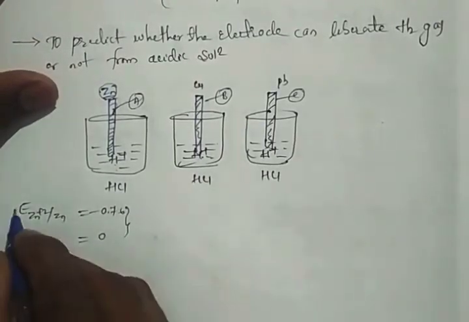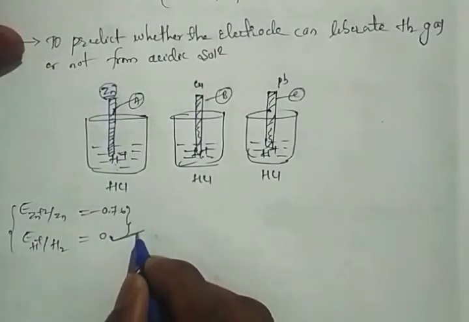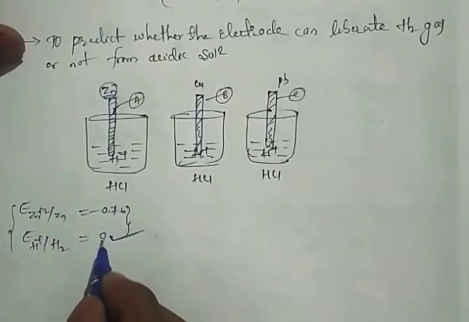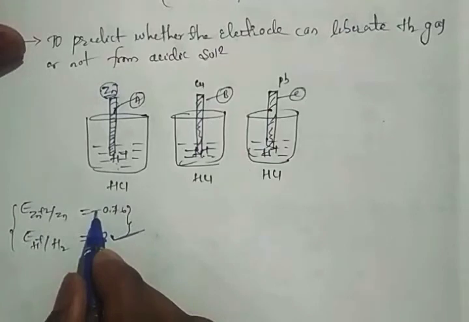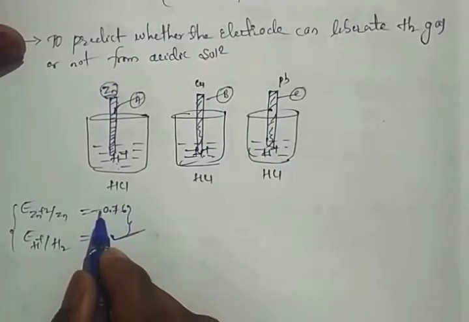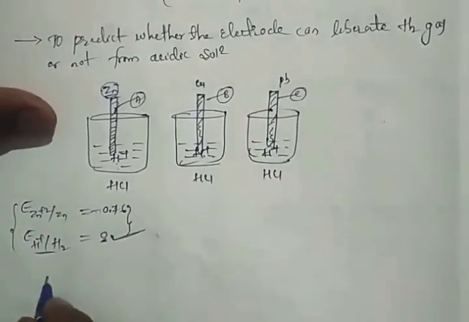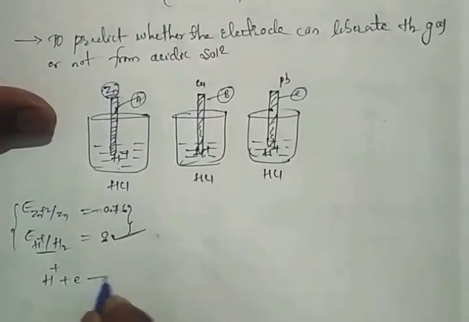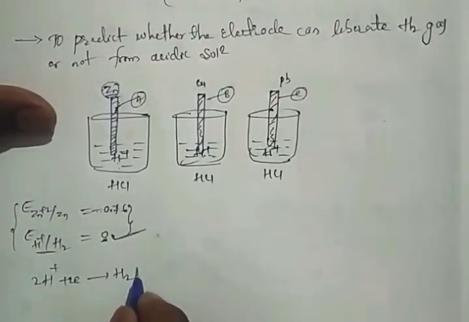Here in the first beaker, the higher the value of reduction potential, the species undergoes reduction. That means between the two values, the value 0 is greater than minus 0.76, so hydrogen undergoes reduction. Reduction means H plus plus electron gives rise to H2; 2H plus, I have balanced the equation here.